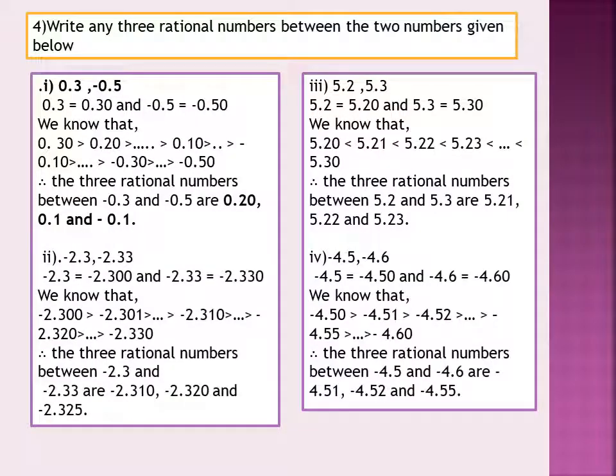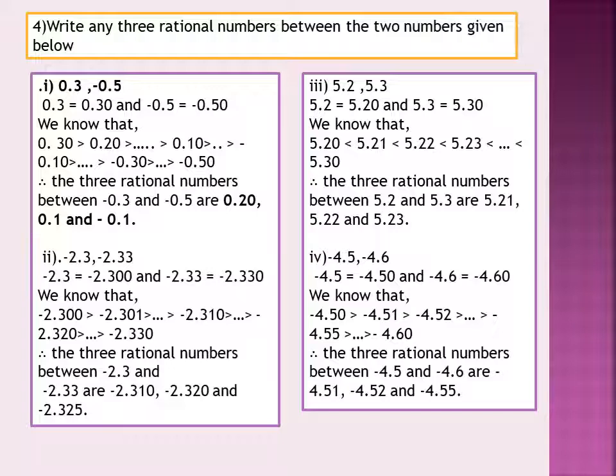Now here they given, write any 3 rational numbers between the 2 numbers given below. Means they given 2 numbers and in between that, any 3 rational numbers you want to write. Here the first sum is 0.3 and minus 0.5. 0.3 is positive and minus 0.5 negative. Then positive is always greater than negative. Therefore 0.3 greater than minus 0.5, that we know.